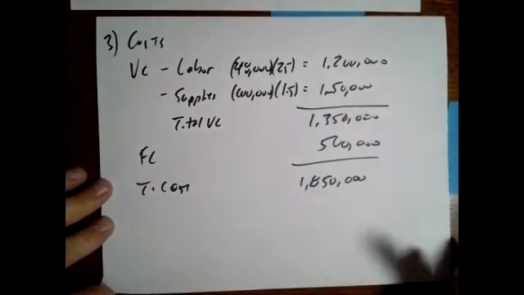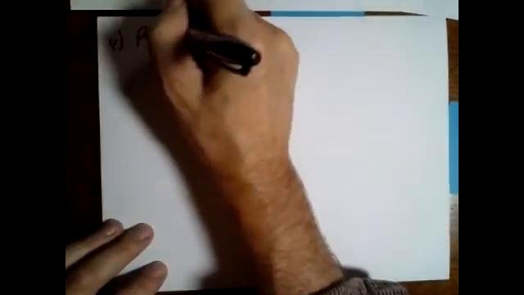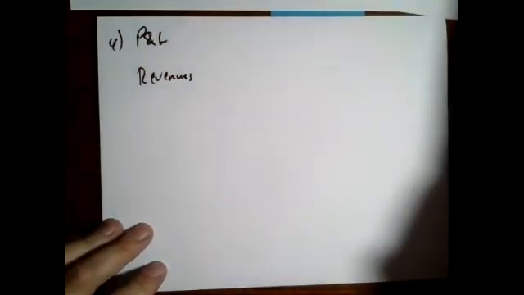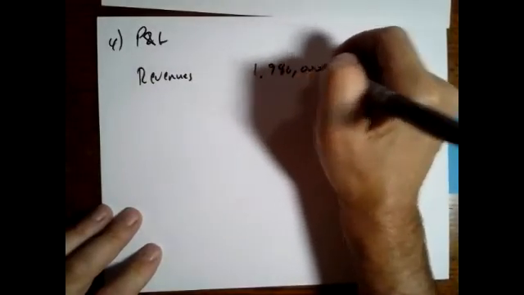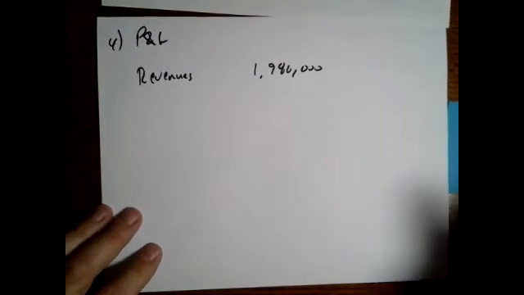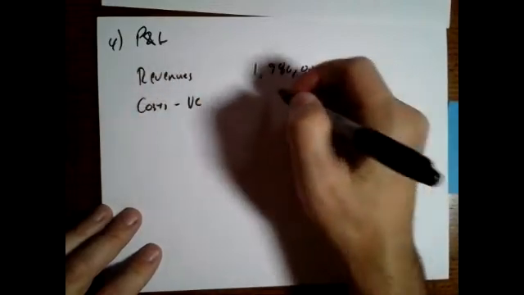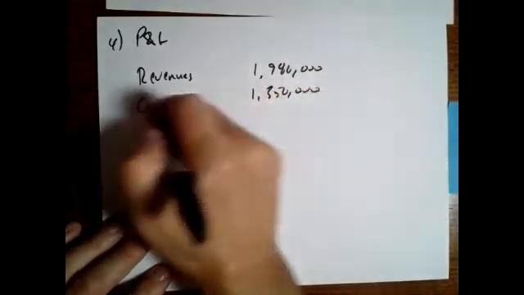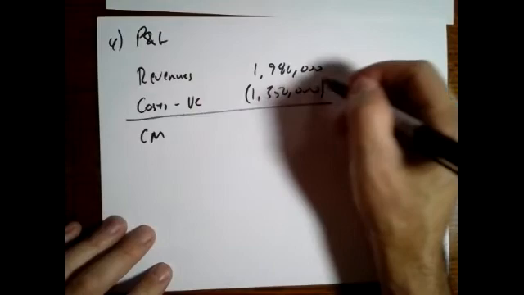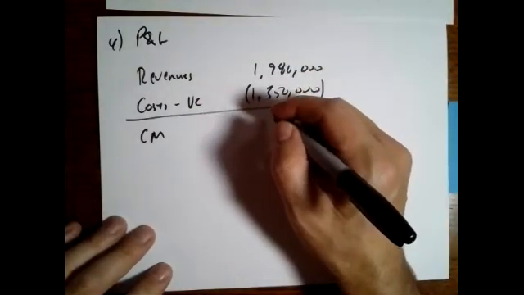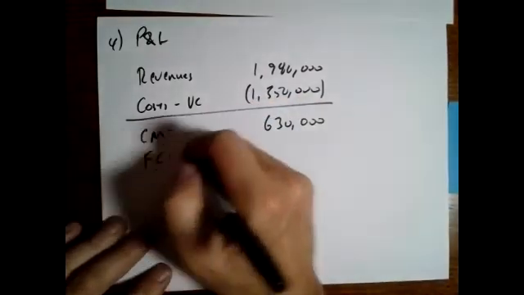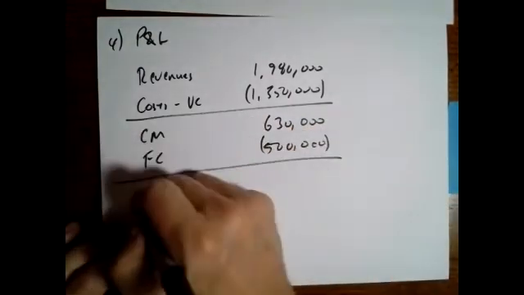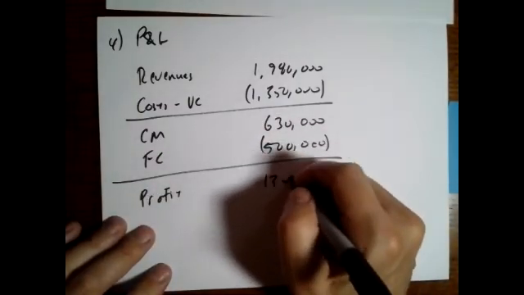Okay. And then now that we have revenues and costs, we can do our P&L. Part 4 is our P&L. P&L starts with revenues. We are estimating revenues of 1.98 million. Then we have variable costs, and we estimate variable costs at 1.35 million. So our contribution margin is 1.98 minus 1.35, which gives us 630. Then we have fixed costs of 500, which gives us our expected profit of 130.